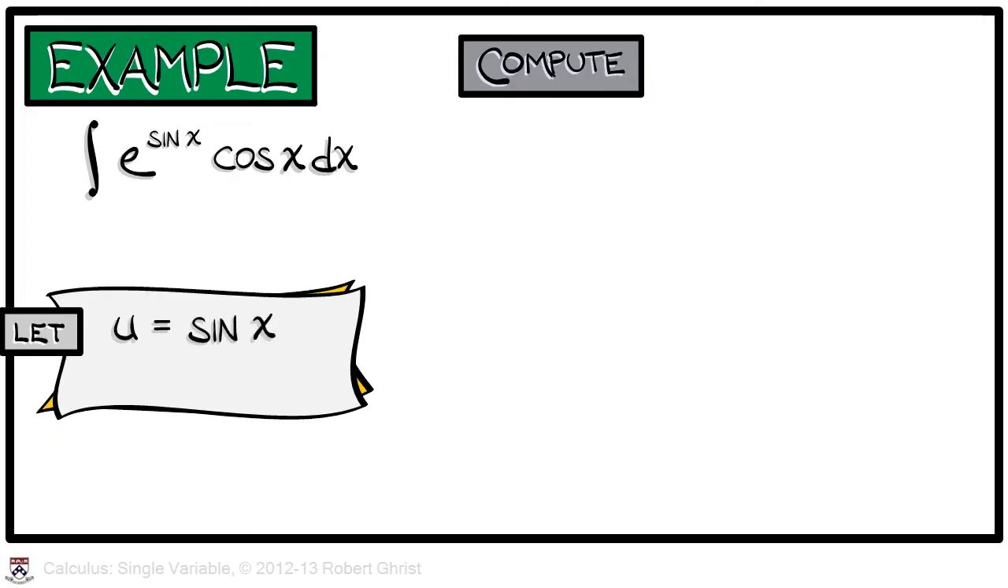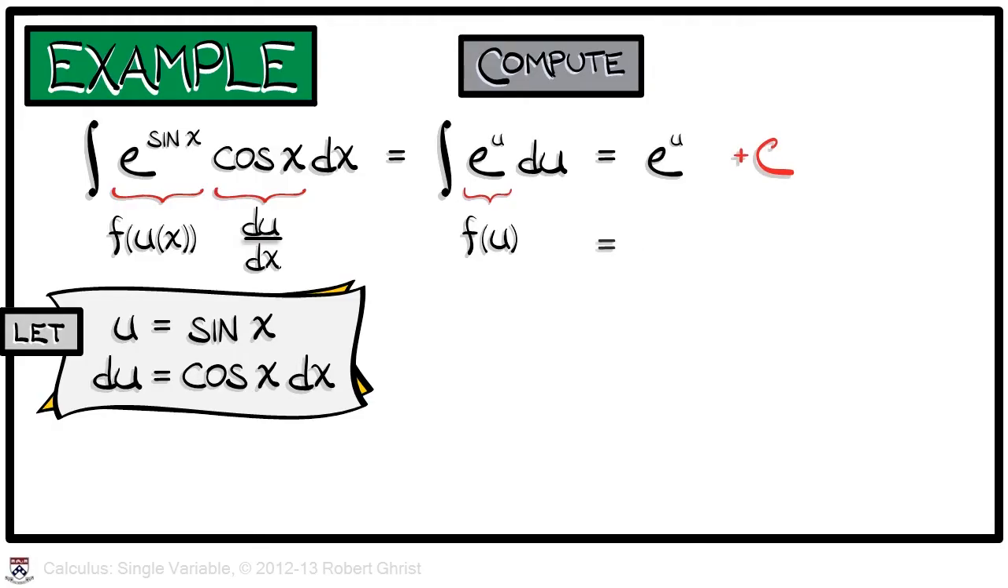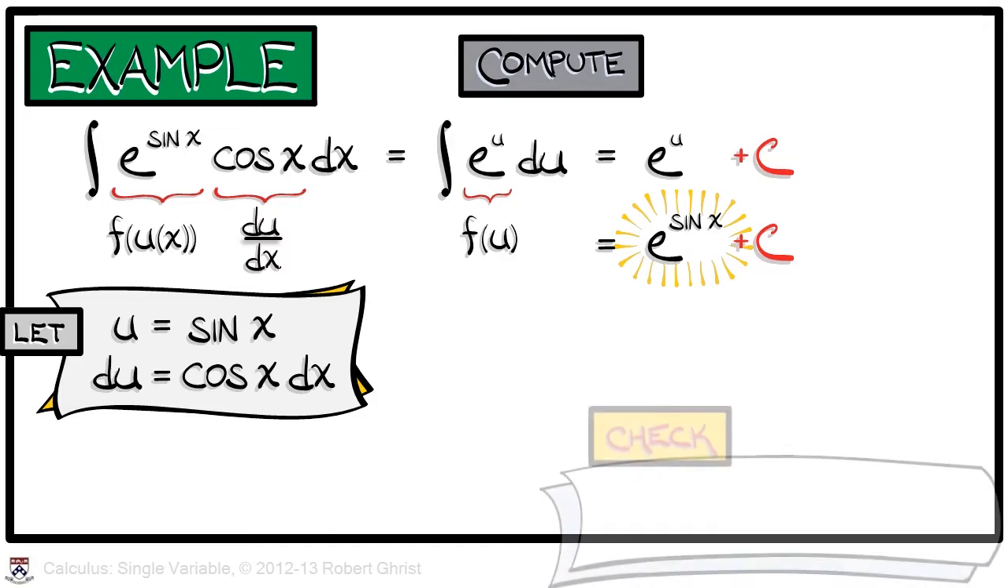However, if we let u be equal to sine of x, then du is cosine of x dx. We can see that e to the sine x is really just the exponential of u, whereas the cosine of x dx is the du term. Thus, by substitution, this integral is the same as the integral of e to the u du. Now, of course, we all know that the integral of e to the u is simply e to the u plus a constant. We're not quite done in that we need to substitute back in for a function of x. So our original integral evaluates to e to the sine of x plus a constant.